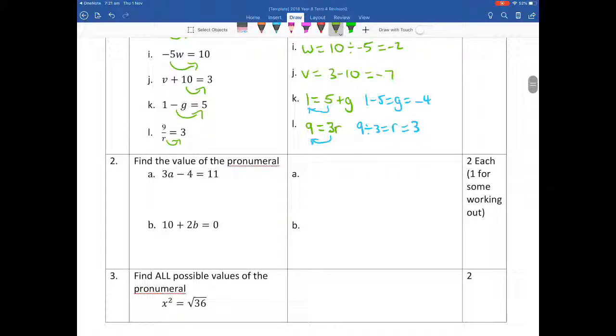Looking at some more complicated equations, first step, of course, is that 4 that's on his own. Remember, we're always going to be Bodmasson backwards, so the minus becomes a plus. 11 plus 4 is 15. If we divide by 3, A equals 15 divided by 3, which is of course 5.